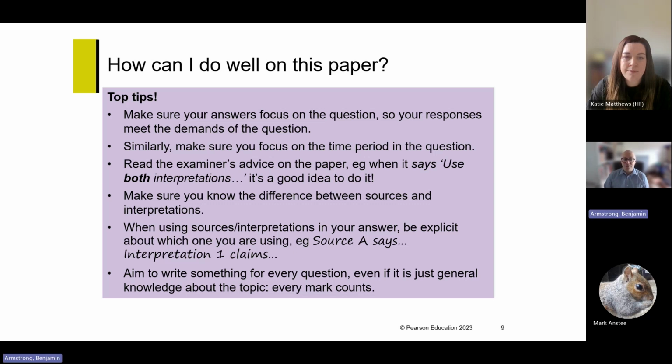You're going to see on the exam paper examiner's advice. Things like in section B, it says use both interpretations. Well, if it says use both interpretations, it's really important to do that.